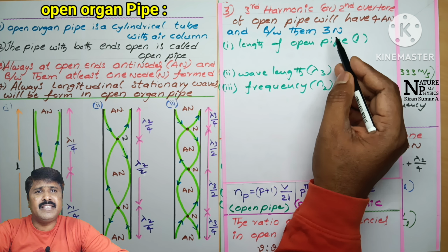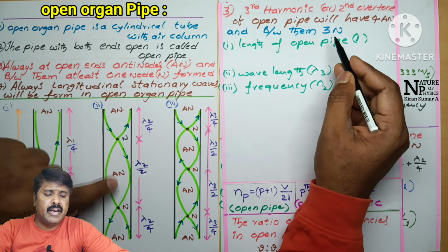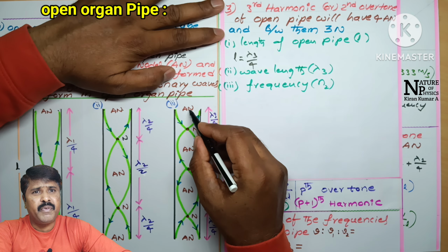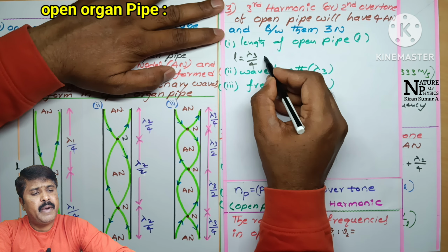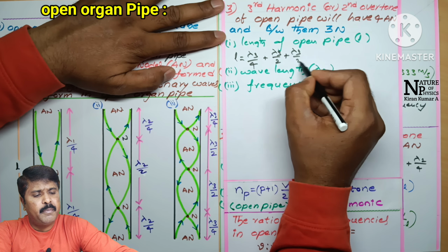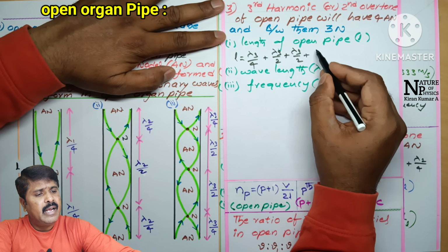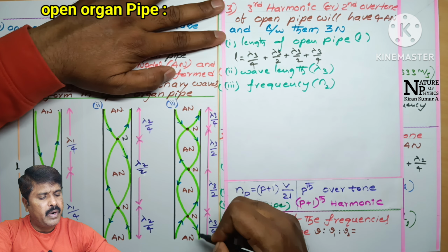Antinodes are increasing 1 by 1, and nodes are also increasing. First diagram 1, second diagram 2 nodes, and in the next, third one, 3 nodes are there. See student, the length of the pipe is L, so the length of the pipe with respect to wavelength, writing, is L equal to lambda 3 divided by 4, the distance between node and antinode is lambda by 4, plus the next one lambda 3 divided by 2, the distance between node and node is lambda by 2, plus lambda 3 divided by 4 between node and antinode.